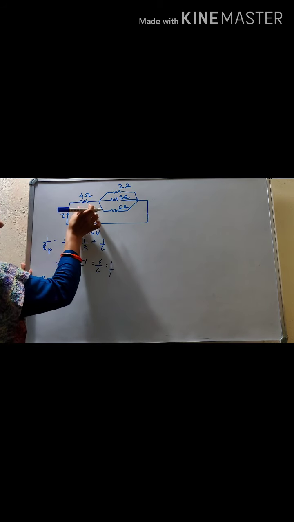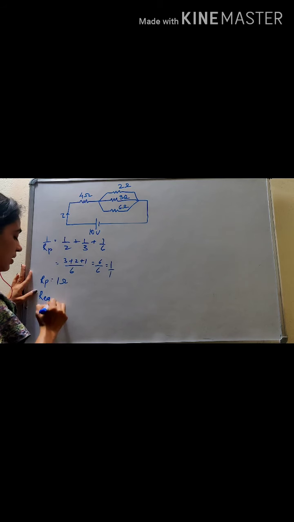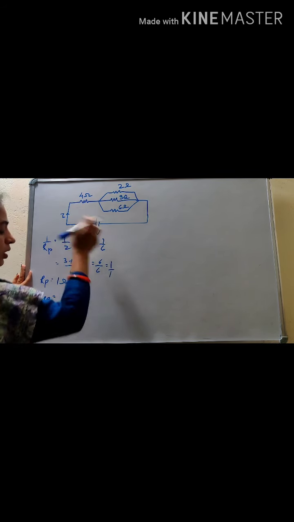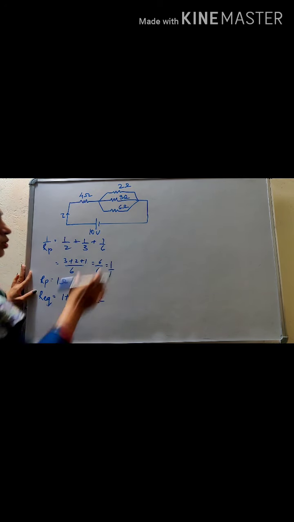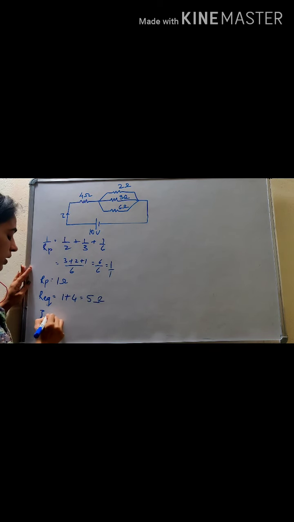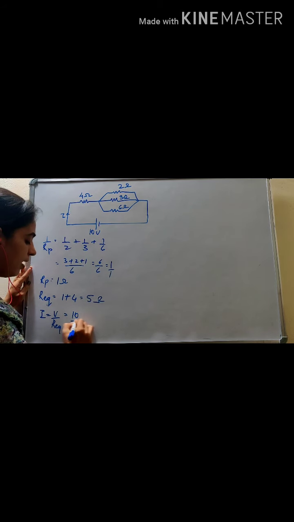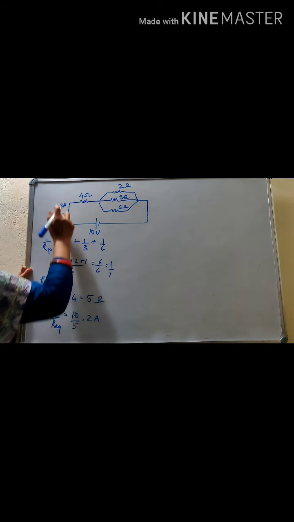Now this 1 ohm is connected in series to the 4 ohm resistor. So our equivalent is equal to 1 plus 4, because that is connected in series, that is 5 ohm. Okay, so the total resistance of the circuit is 5 ohm. So we can find the total current. I is equal to V by R equivalent, that is 10 by 5, that is 2 ampere. Okay, so 2 ampere current is flowing in the circuit like this.